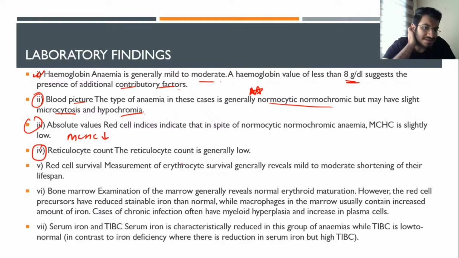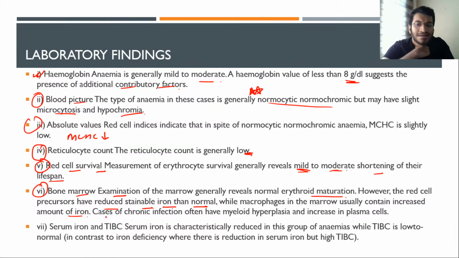Reticulocyte count. The reticulocyte count is generally low. And red cell survival, that is measurement of the erythrocyte survival, generally reveals mild to moderate shortening of their lifespan. Then bone marrow examination reveals the normal erythroid maturation. However, the red cell precursors have reduced stainable iron than normal, while macrophages in the marrow usually contain increased amount of iron. Cases often have myeloid hyperplasia and increased plasma cells.